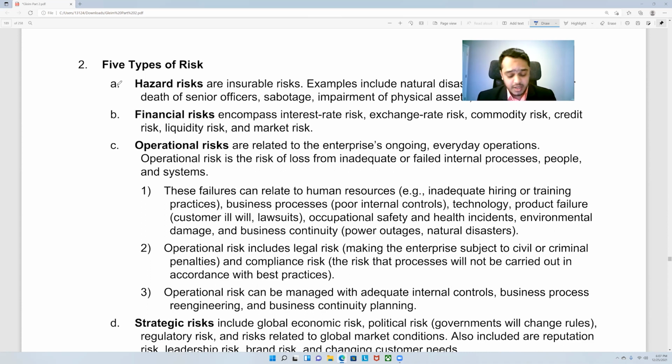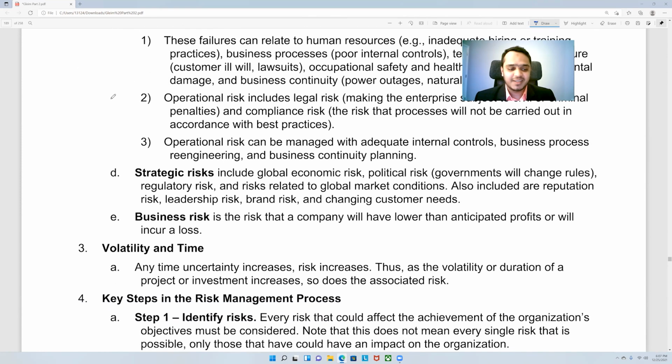Then the operational risk. When we talk about operational risk, it's more towards failures related to human resources, legal risk, inadequate internal controls, and the overall operations of the business. You start from sales, purchases, and take it towards human resources. If they are not functioning in the most optimized structure which is required, then there is a risk associated with it. And what you need to do is create a response for it.